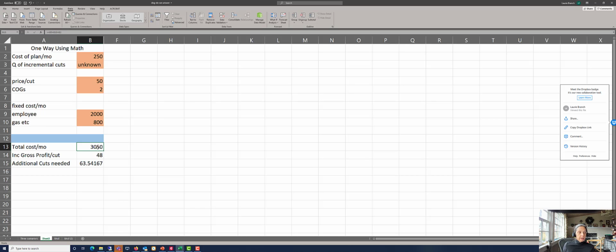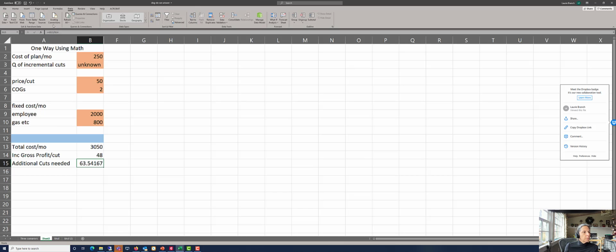And the math part, pretty easy. You just take your total costs, divided by your incremental gross profit per cut, and you'll get your number of cuts needed. And in this particular case, it is 63.54. Now, of course, we can't cut half of a dog's hair and charge them half the amount. So the answer would actually be 64. But see, I just broke the rules because I typed in a number below the blue line. So we're not going to do that.